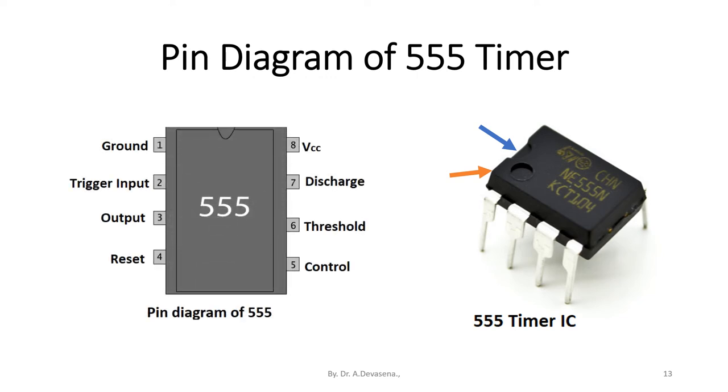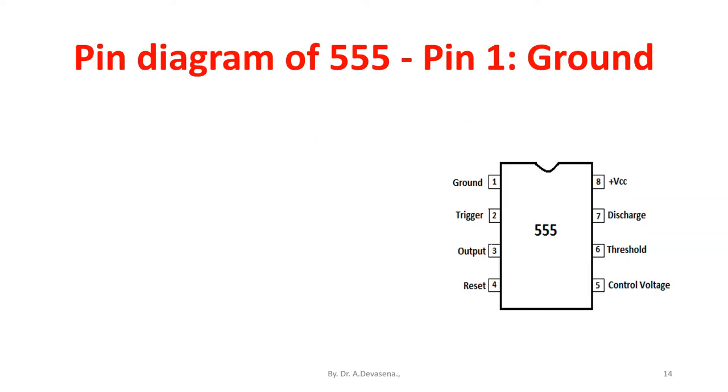Pin number 1 is the ground pin. Pin number 2 is the trigger input. Pin number 3 is the output. Pin number 4 is reset. Pin number 5 is control. Pin number 6 is threshold. Pin number 7 is discharge. And pin number 8 is VCC. Pin diagram of the 555 timer.